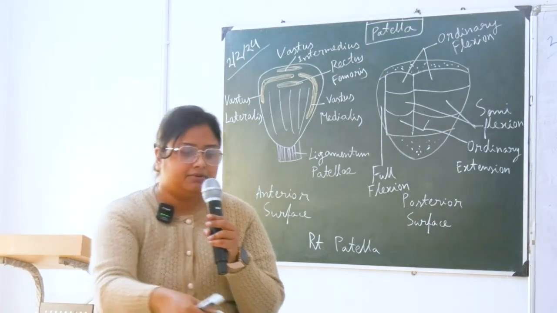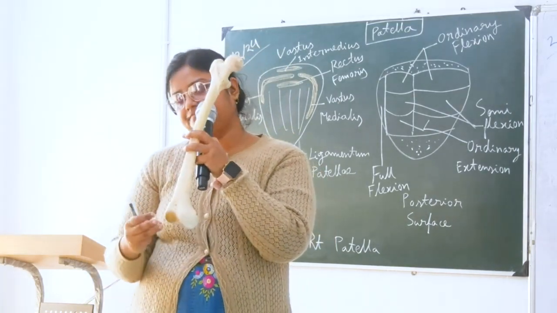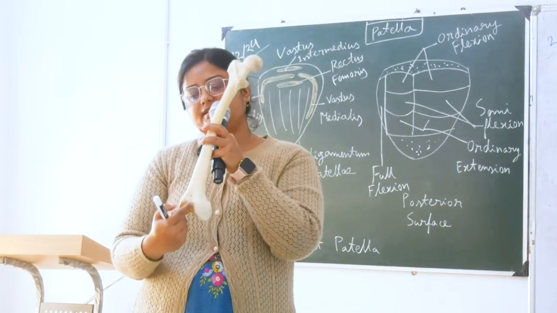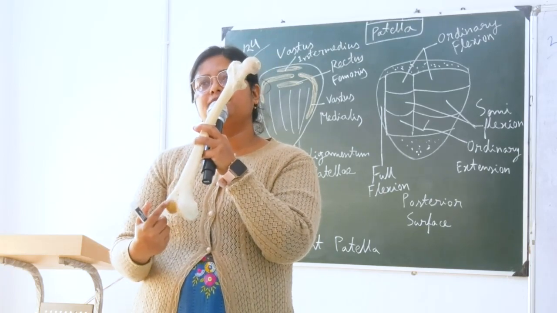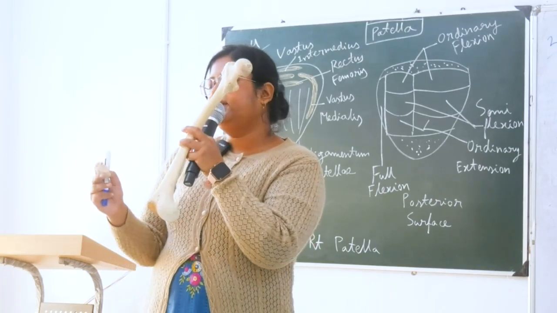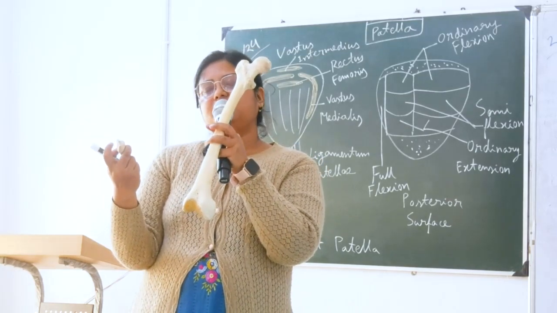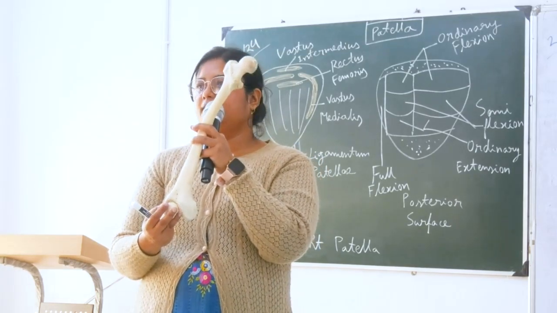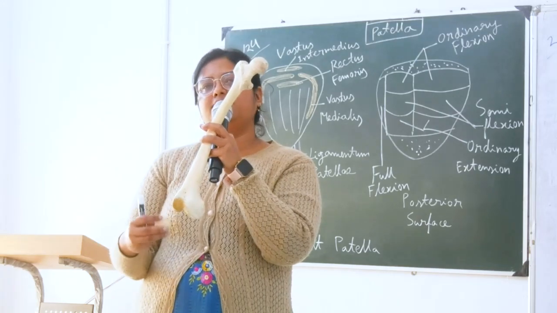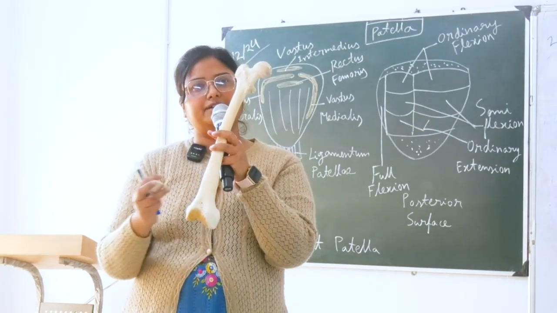So the patella articulates only with the femur, like this. This is the patellar articular surface of the femur. It articulates with the articular surface on the posterior surface of the patella. During different movements, different parts come in contact.